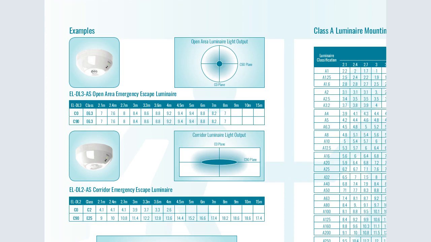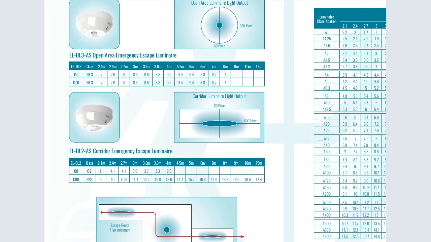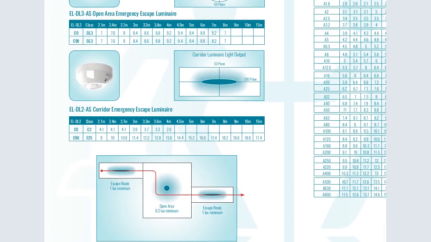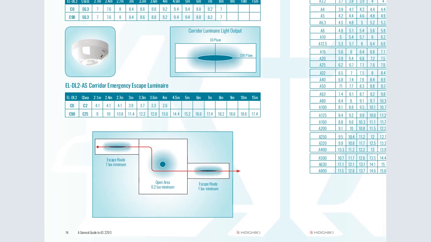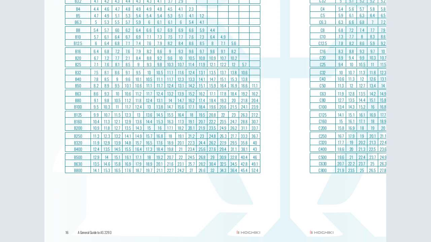So those are the specifications, the examples of the emergency lighting luminaires. This is one, and the open area luminaire lighting output. You can see the corridor emergency escape luminaire, that is another one, and how it is installed and the radius at which it is installed. And then the staircase, you can see this one moves from one level to another.